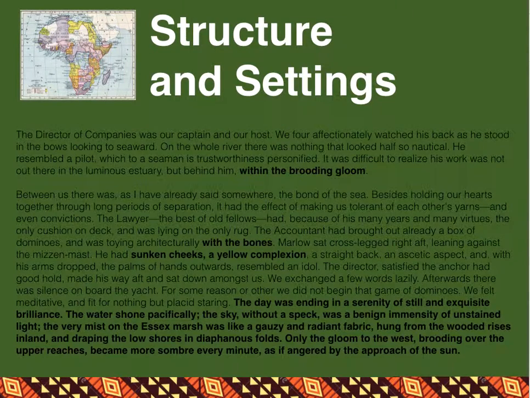All right, I'm not going to read everything here, but we can see some highlighted words. Once again, we have the brooding gloom. Notice we've seen that phrase before. And then we have further on in the paragraph, you can stop and read if you like. We have the bones, sunken cheeks, a yellow complexion.